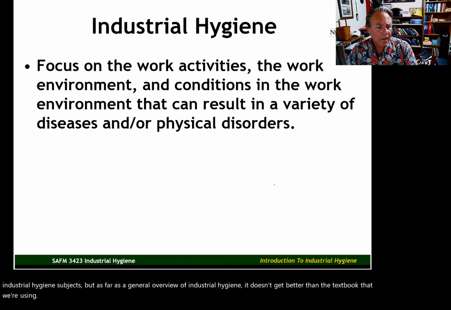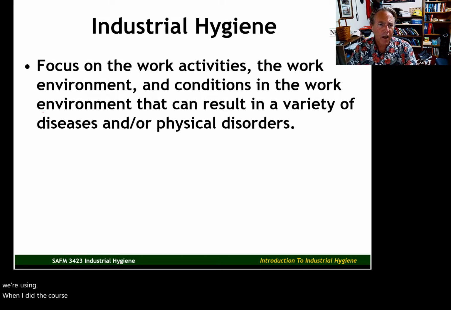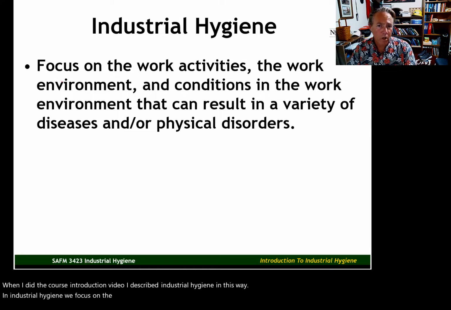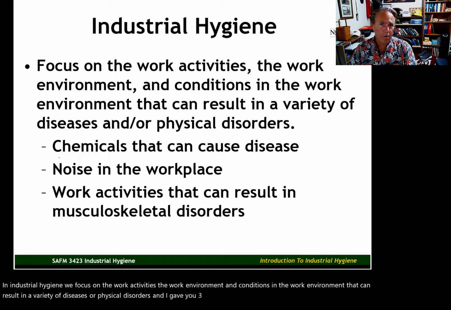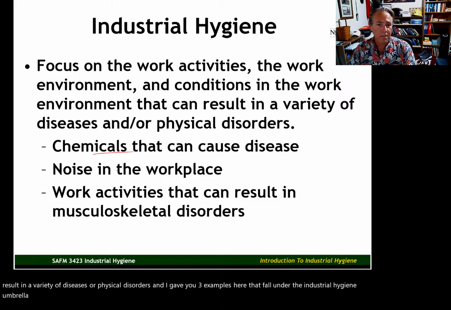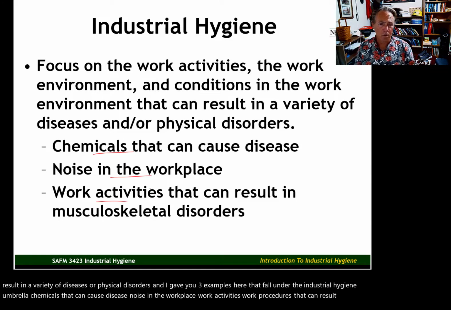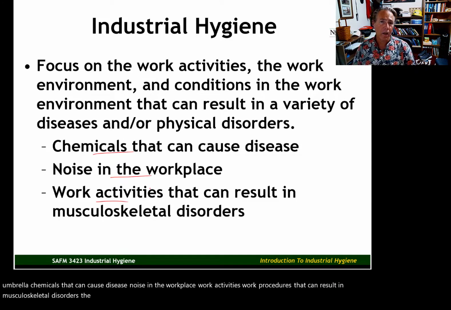Now, when I did the course introduction video, I described industrial hygiene in this way. In industrial hygiene, we focus on the work activities, the work environment, and conditions in the work environment that can result in a variety of diseases and/or physical disorders. And I gave you 3 examples here that fall under the industrial hygiene umbrella. Chemicals that can cause disease, noise in the workplace, work activities, work procedures that can result in musculoskeletal disorders. The ergonomic side of industrial hygiene.